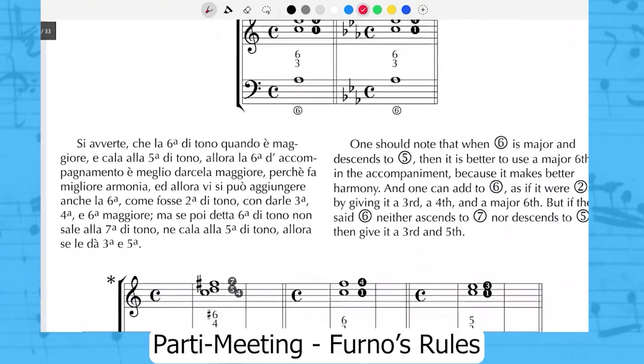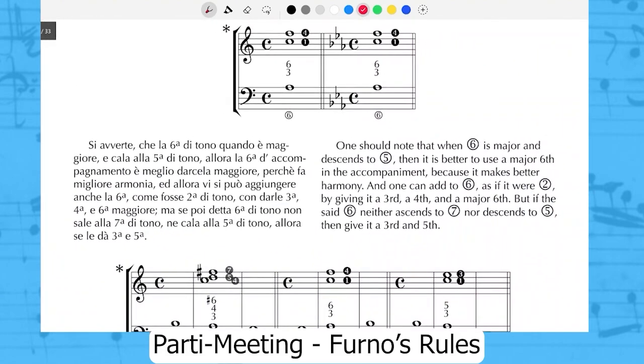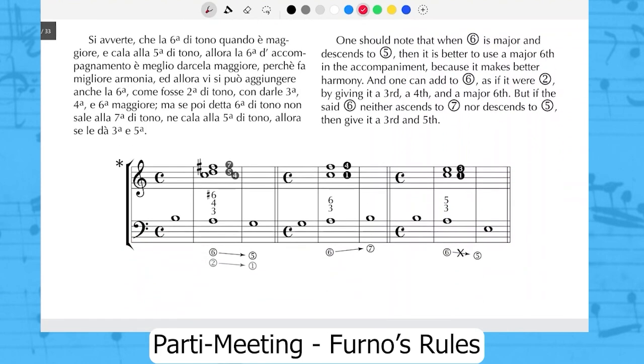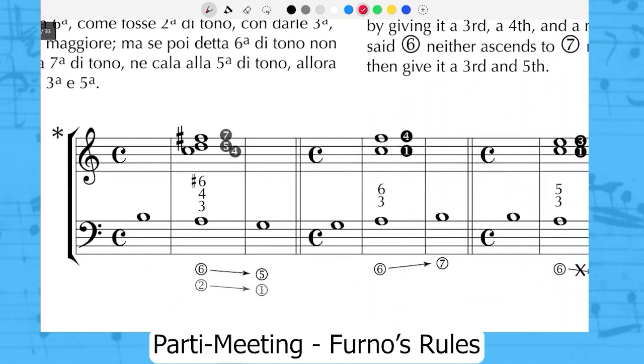And now one should note that when 6 is major and descends to 5, then it is better to use a major 6 in the accompaniment because it makes better harmony. And one can add to 6 as if it were 2 by giving it a third, a fourth, and a major 6th. But if the said 6 neither ascends to 7 nor descends to 5, then give it a third and a fifth.